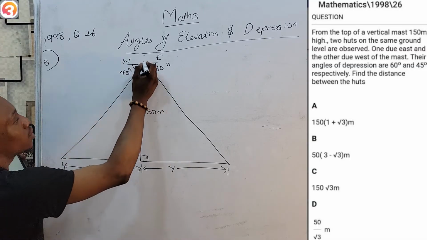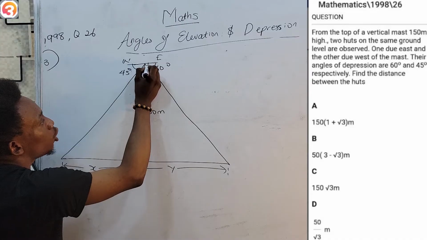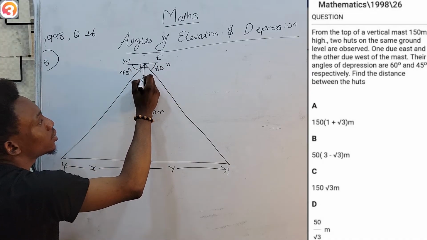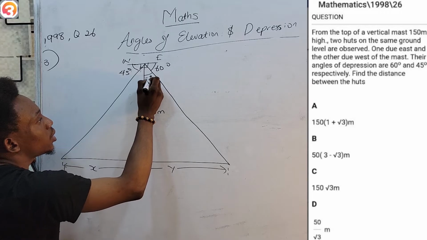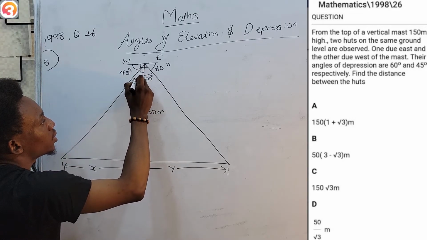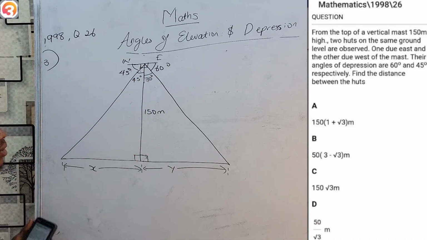Now this should be 90 degrees, obviously, as should this. But if here is 60, that makes here 30 degrees. And if here is 45, that makes here 45 degrees. Therefore, with these, can I solve? Yes. Let me start with the west.